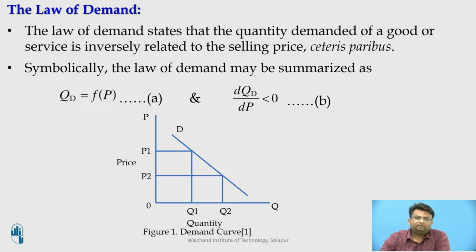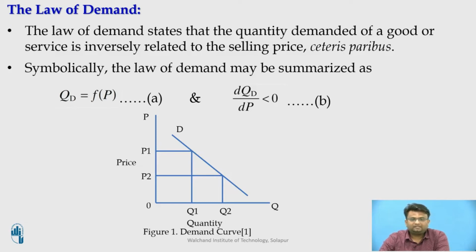So the term law of demand is actually a misnomer. The law predicts events with certainty under certain conditions, and by contrast, a theory is a probabilistic statement of cause and effect. The law of demand is a theory as an invariable case when human nature is involved. Symbolically, the law of demand can be summarized as QD = f(P), and dQD/dP < 0.